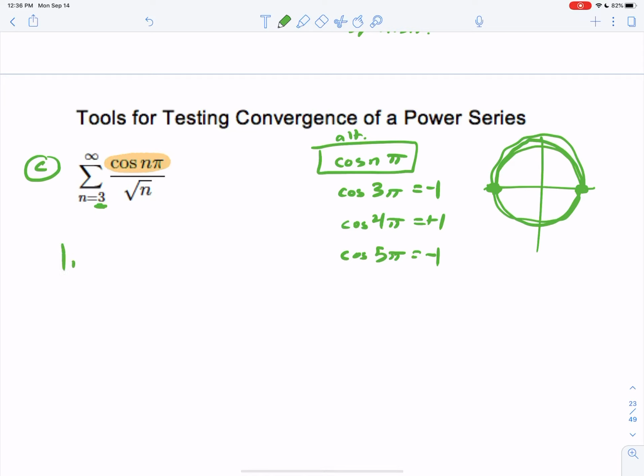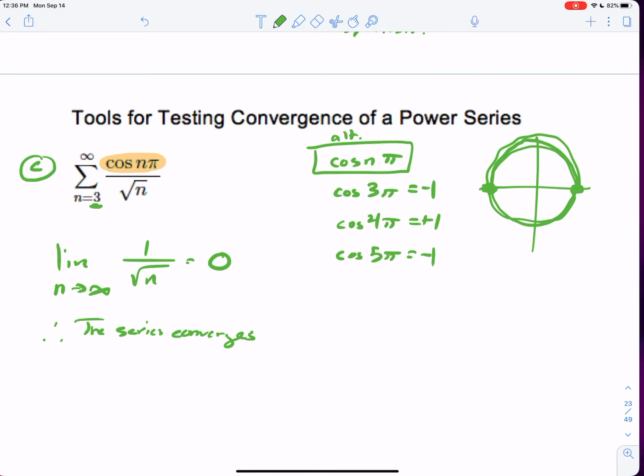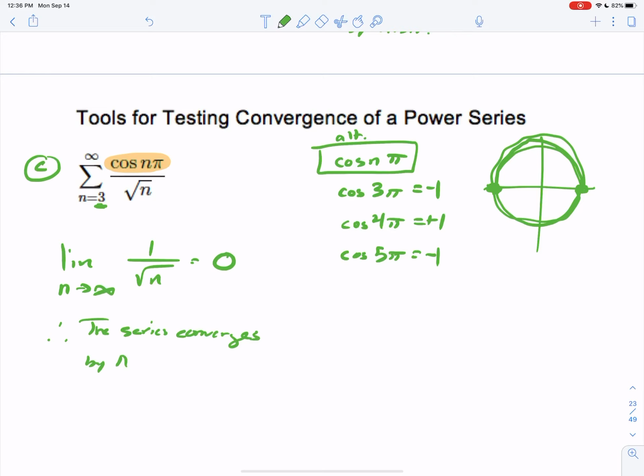So what we're going to do is we're going to take the limit of everything except that alternating piece. Now, that square root of n is below in the denominator, so it's actually going to be 1 over the square root of n. And what happens when n goes to infinity? Obviously, the bottom is going to get larger faster than the 1 at the top, so this comes out to 0. Therefore, the series converges. So the only way that it's going to diverge is if it doesn't come out to 0, okay? The series converges by AST.